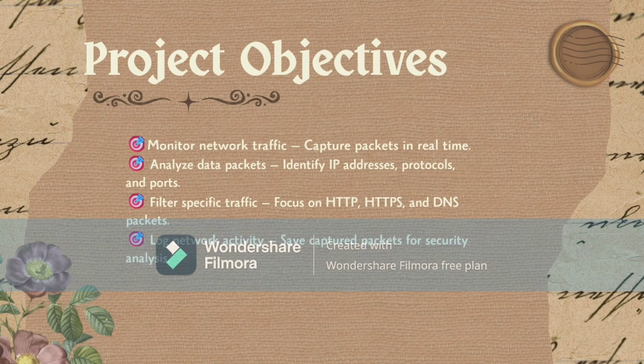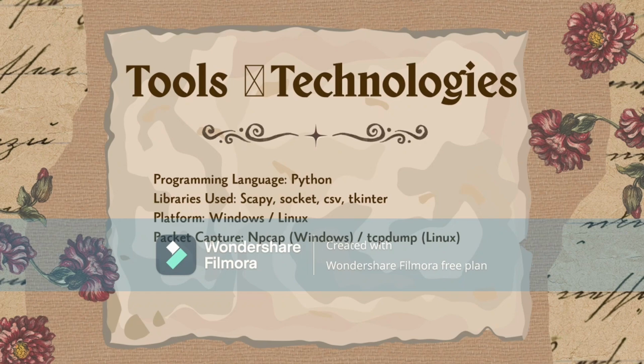The main objectives of this project are: monitor network traffic and capture real-time packets, analyze data packets to extract useful information like IP addresses, protocols, and ports, filter specific traffic focusing on HTTP, HTTPS, and DNS packets, and log network activity for later security analysis.